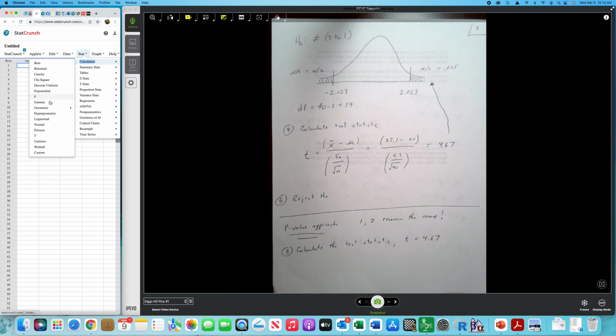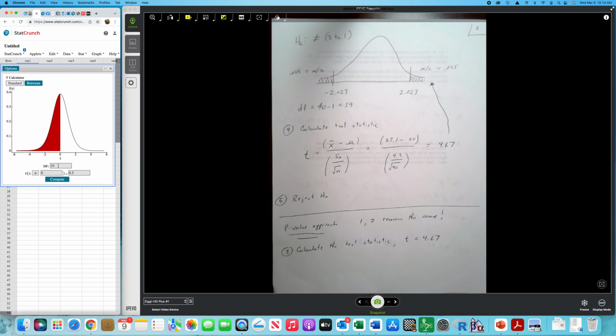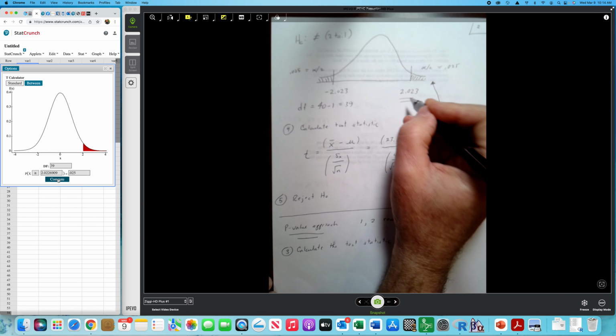So again, easy to do. Just go to the T distribution. I need my degrees of freedom to be 39, and I need my upper tail to be 0.025. And I can see that I get 2.023, which I've written right here.